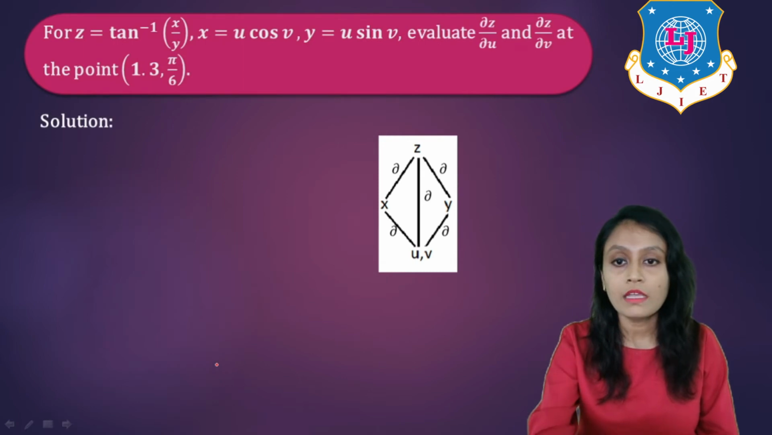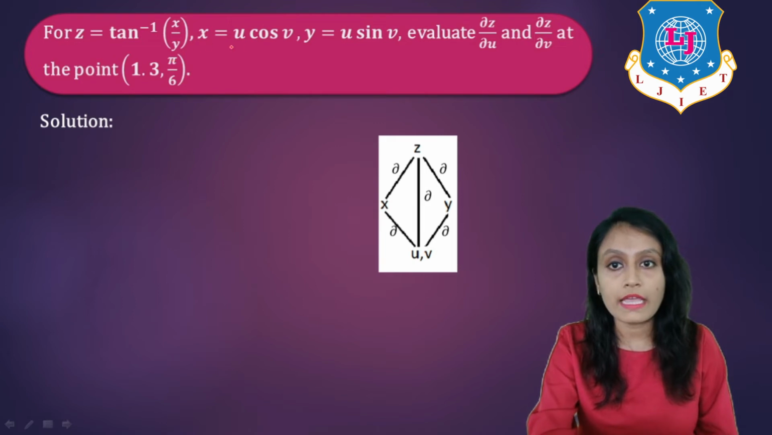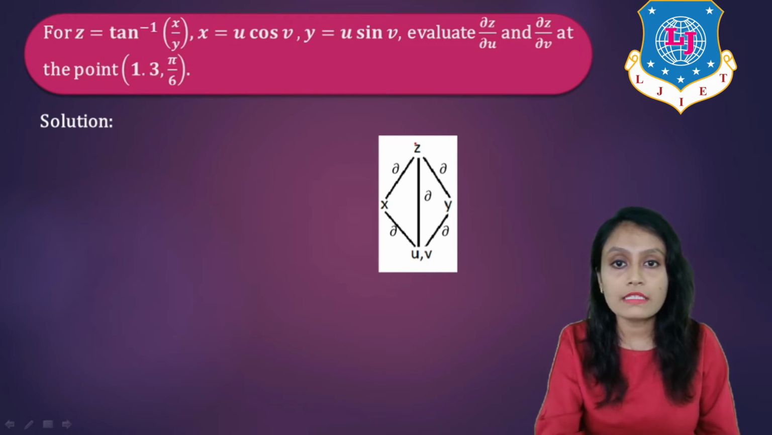Next example is for z is equal to tan inverse x upon y, x is equal to u cos v and y is equal to u sin v. Evaluate del z by del u and del z by del v at the point (1.3, pi by 6). So firstly we'll draw this tree diagram. Here z is a function of x and y, later x is a function of u, v and y is also a function of u, v. Now everywhere we have more than one variable, so we will write del everywhere.